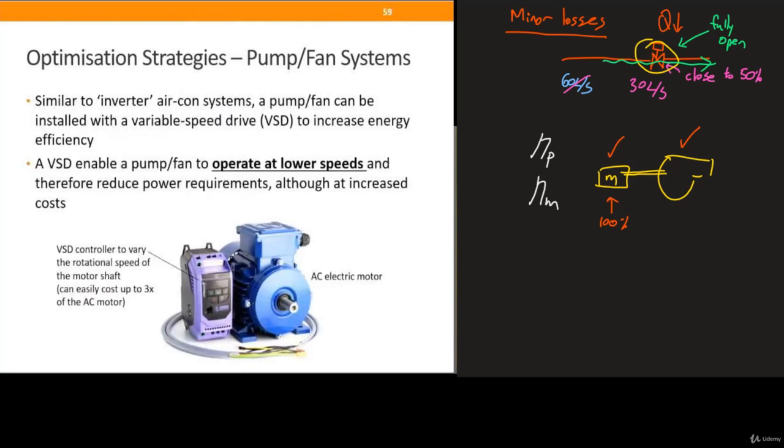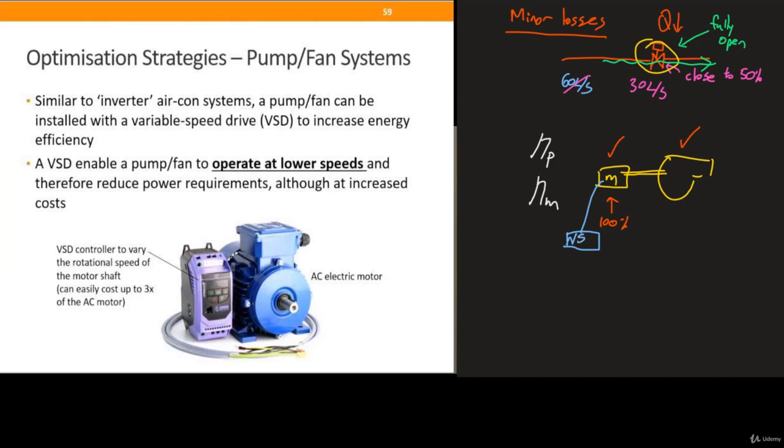And the last method you can use, let's say you have sized your pump, but because over the years maybe the load changes and the requirement changes, you may not need such a high speed, high flow rate anymore. So instead of using a valve to reduce your flow rate, what you can do is to install a variable speed drive, or VSD.